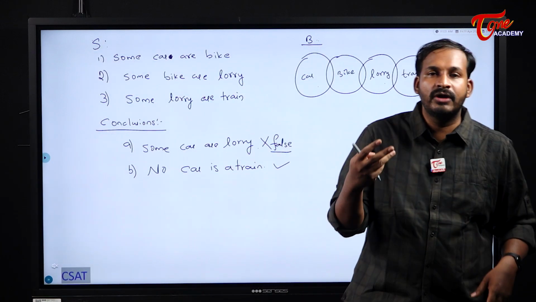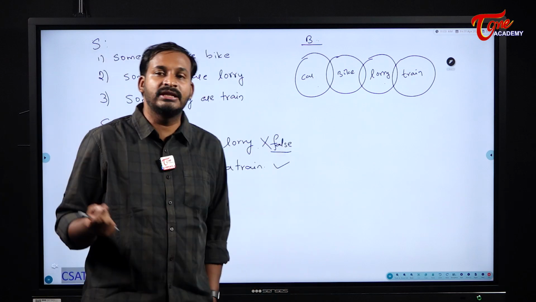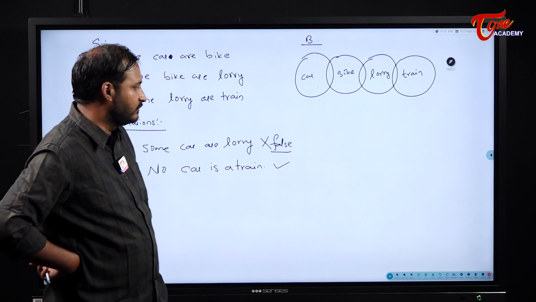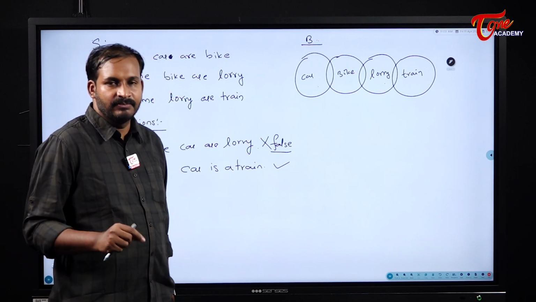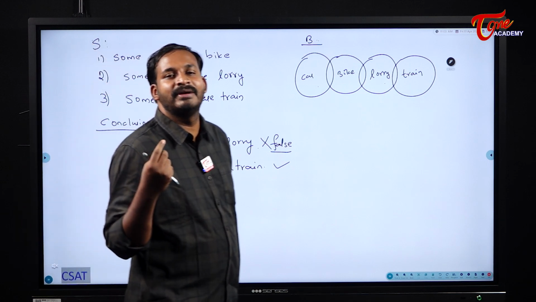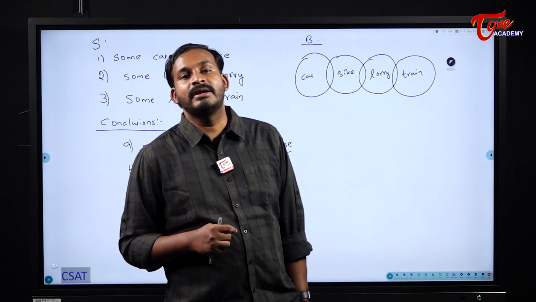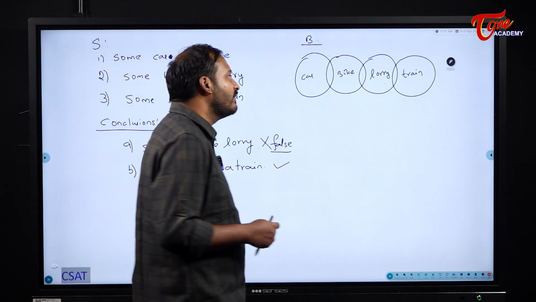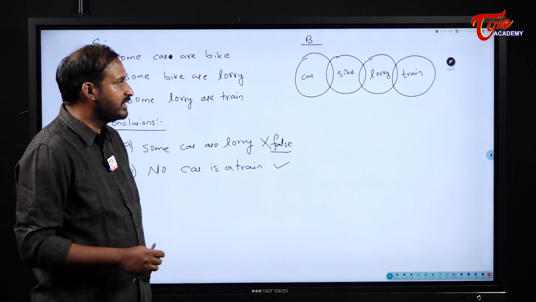Then, how we are going to make them false? By drawing the alternate diagram. Sir, how will you draw the alternate diagram? Very simple. While drawing the alternate diagram, we will break our minimum intersection rule. And now I will try to draw the train with the car. I will try to join the train with car.